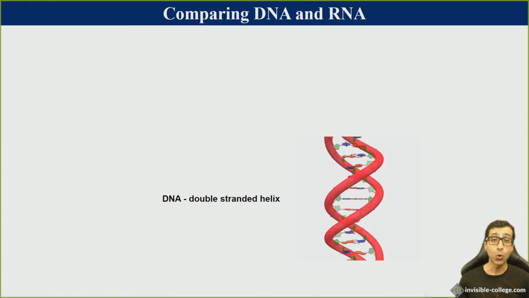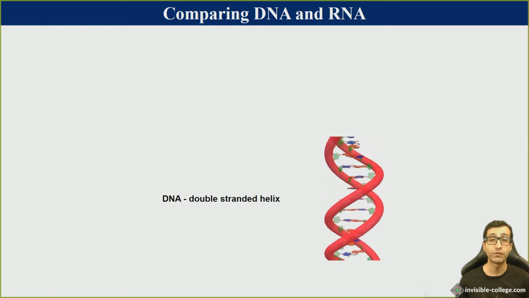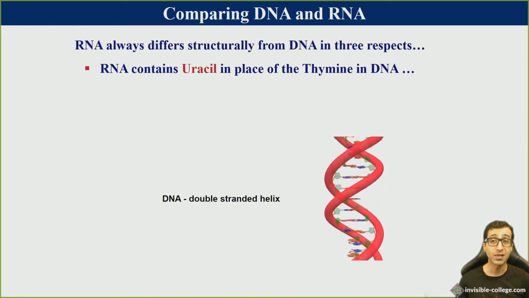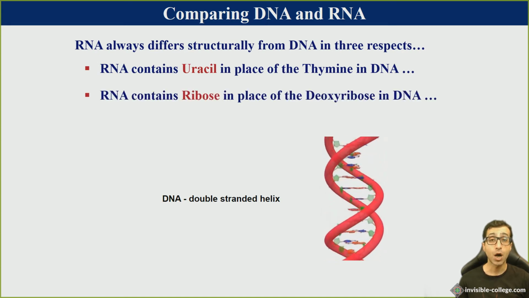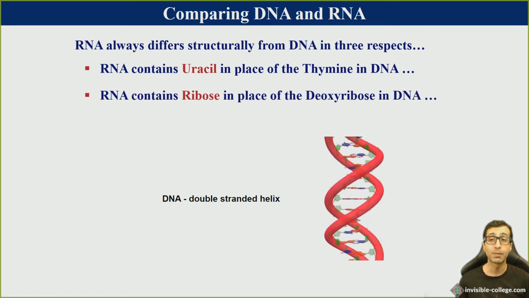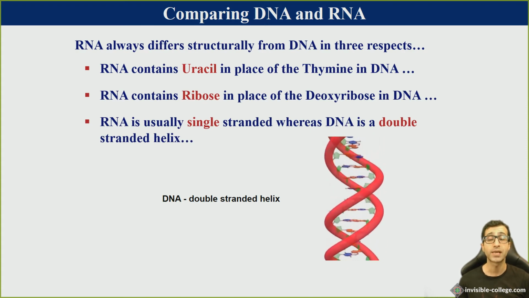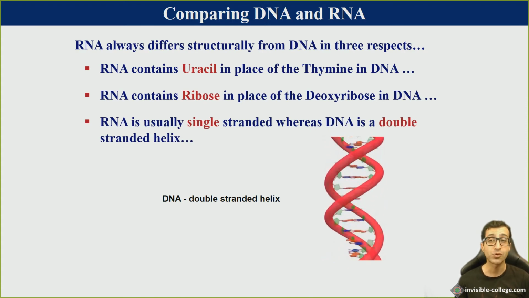Now, RNA always differs structurally from DNA in three important respects. So firstly, the RNA molecule contains uracil in place of thymine. The RNA contains ribose in place of deoxyribose, and the RNA is usually single-stranded, whereas the DNA is a double-stranded helix.